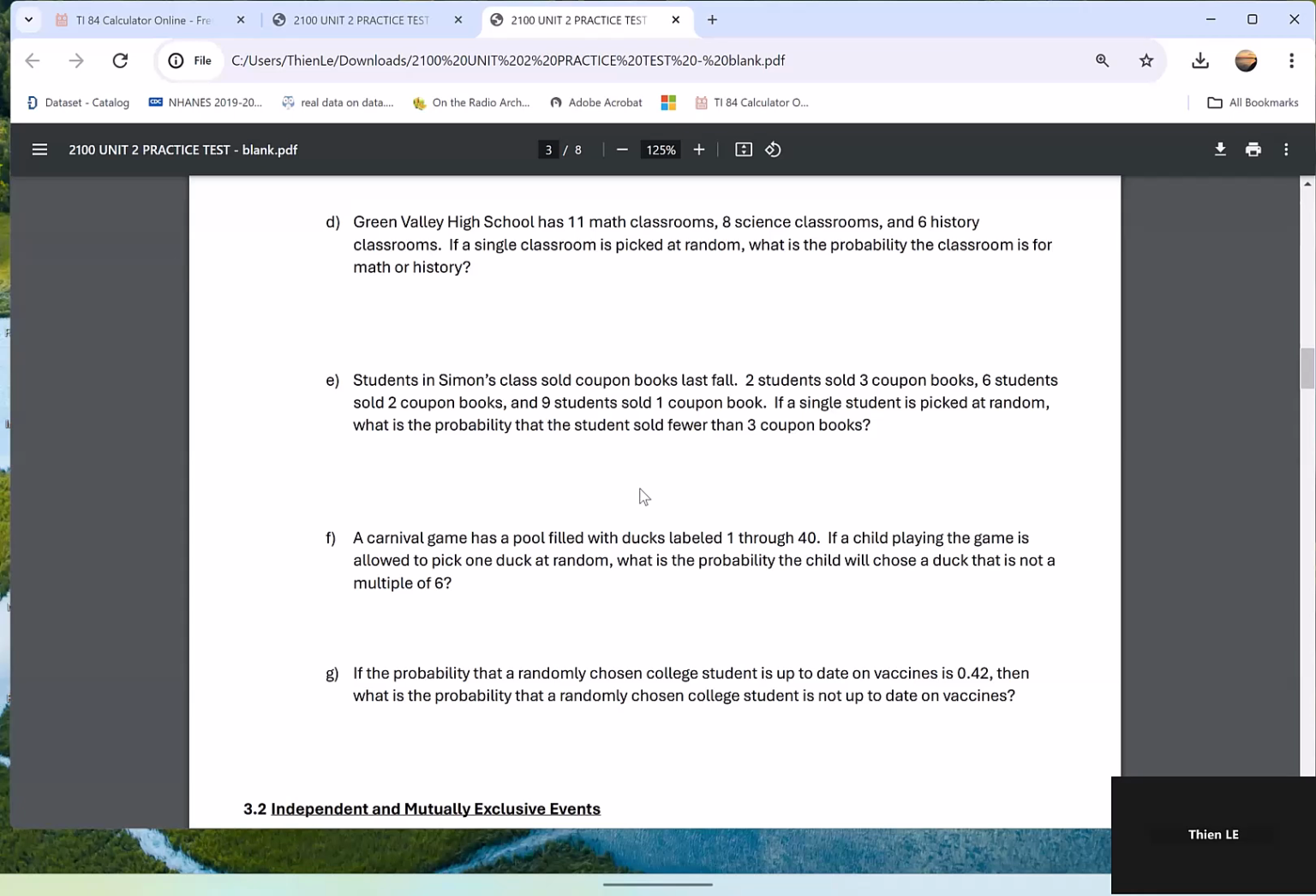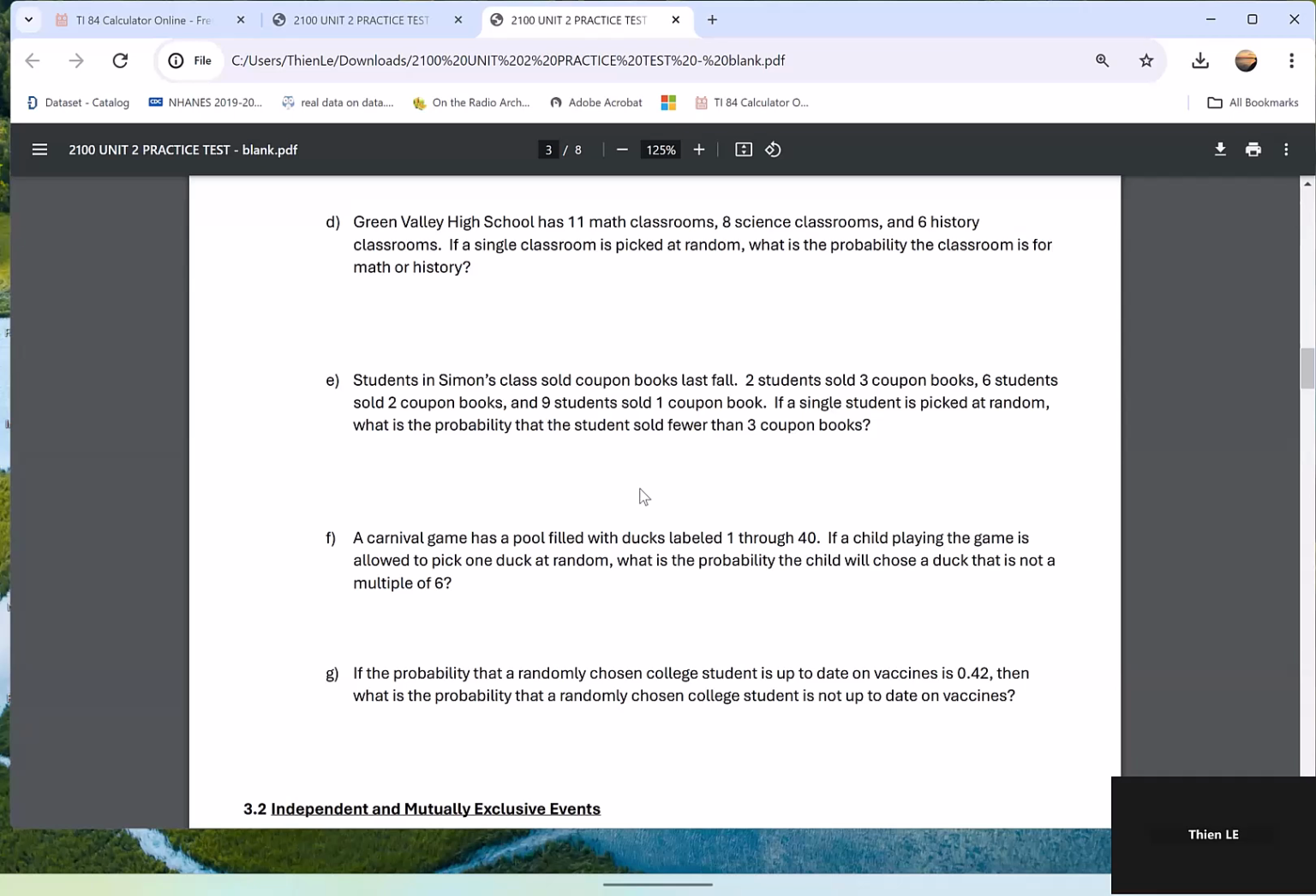Students in Simon's class sold coupon books last week. 2 students sold 3 coupon books, 6 sold 2, and 9 sold 1. If a single student is picked at random, what's the probability that the student sold fewer than 3 coupon books? So how many students sold less than 3 coupon books? We have either 1 or 2, right?